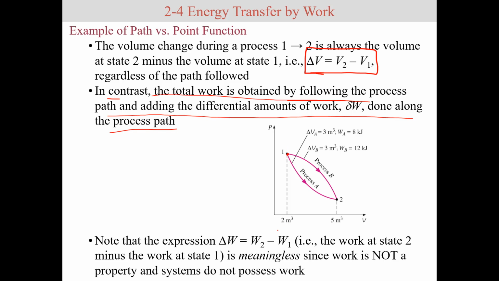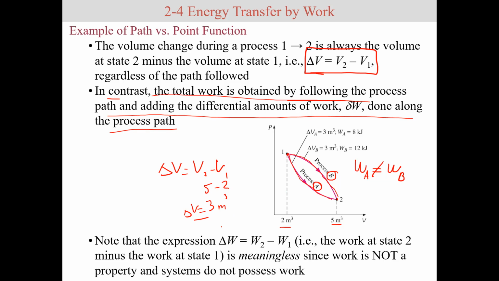State 1, the volume is 2 meters cubed. State 2, the volume is 5 meters cubed. Delta volume equals volume 2 minus volume 1, which is 5 minus 2 equals 3 meters cubed, period. But guess what? One process for that to occur follows this path, and the other process for the same state change to occur follows that path, right? My work for path A is not equal to path B.